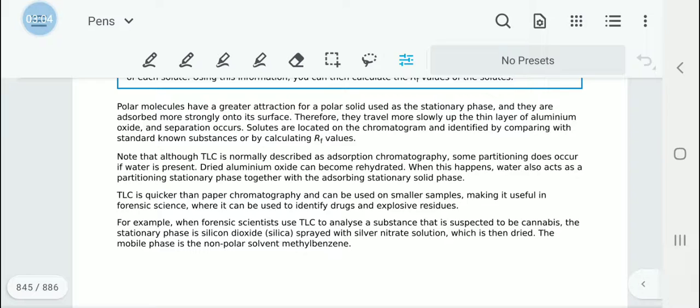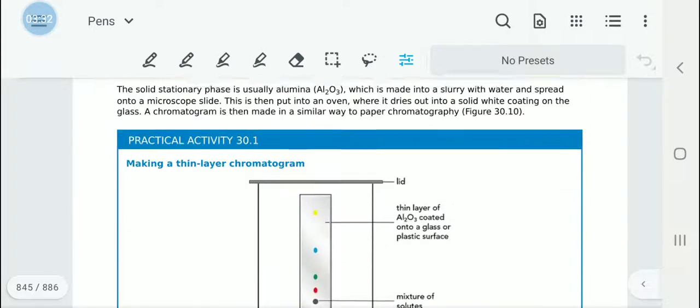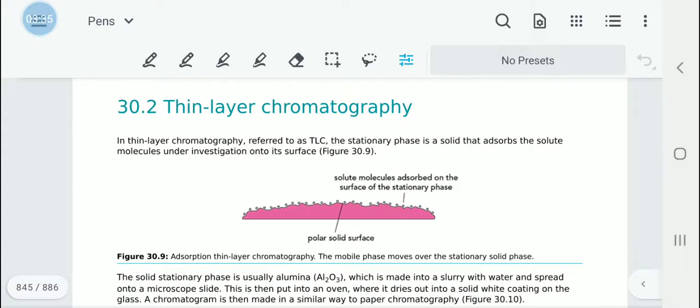For example, if you want to find out whether a sample is cannabis, the stationary phase that is used is silicon dioxide sprayed with silver nitrate solution, which is then put into an oven and dried. Then the mobile phase is the non-polar solvent methylbenzene. Mobile phase is methylbenzene. Write down a note: thin layer chromatography, TLC.